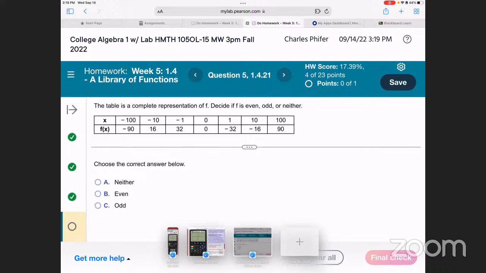So when we look at this one, the first point is negative 100 and negative 90. Compared to the one on the far right, both the x and the y have changed. If you keep comparing the points, like negative 10 and 10, negative 1 and 1, both the x and the y are switching signs. When both x and y switch signs in this context, that's an example of something that is odd.